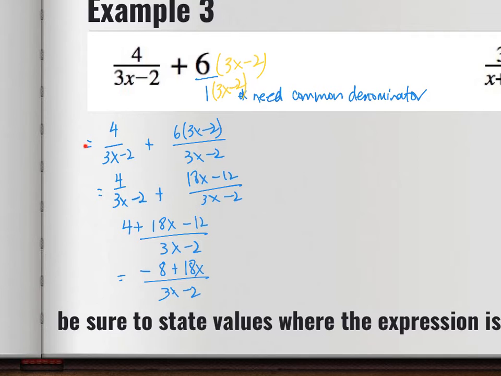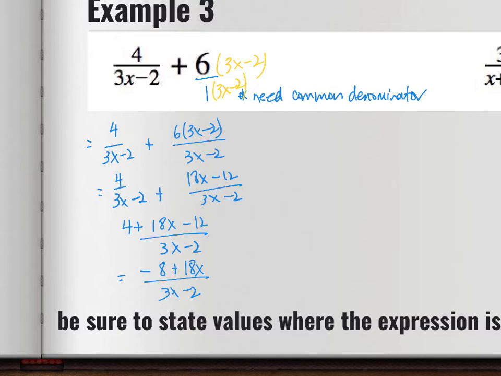Okay, so following it through, multiplied the top and bottom by 3x minus 2, and I end up with this. Using the arrows, the expand 6 times 3x and 6 times 2 gives me 18x minus 12. Again, that's over the common denominator of 3x minus 2, so I'm going to combine the two numerators. 4 plus 18x minus 12 gives me minus 8 plus 18x over 3x minus 2.